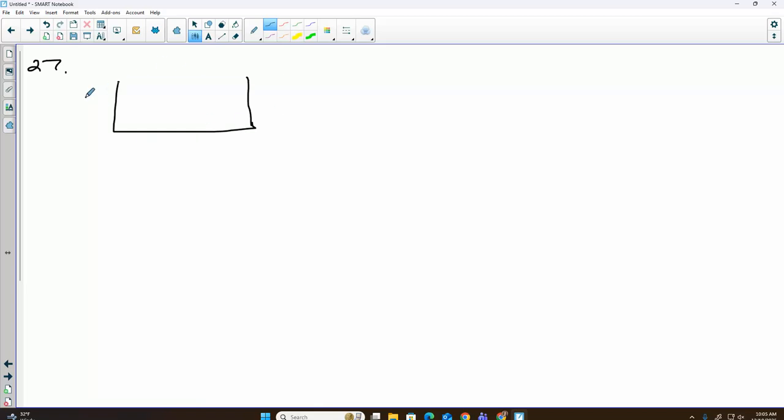So if I label these sides, those two are the same, so they would be X, and this one would be Y. If I had 4 sides, I would just have another Y up here. So if I add all those together, it equals 110. You have to solve for Y because we don't want 2 variables. So Y is 110 minus 2X.